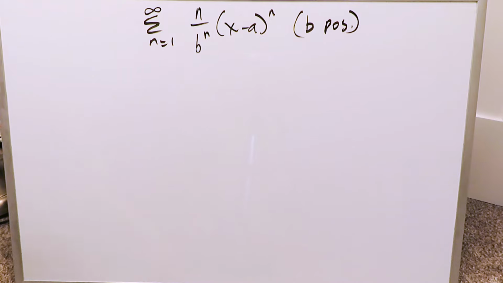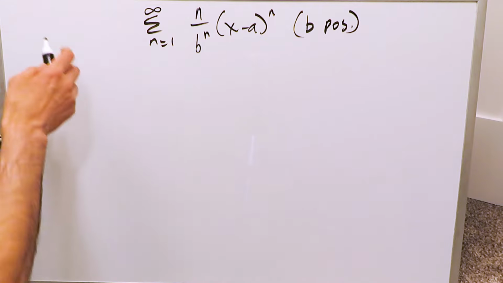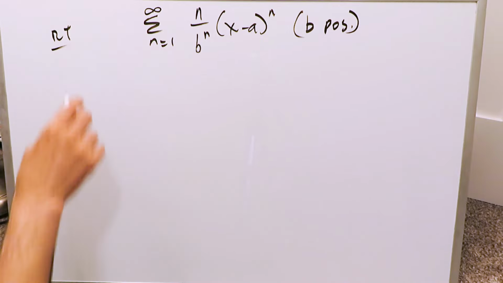You have a lot of letters over here, but don't get confused by them. You know, the main items here are really n and x. Everything else is just think of it as a bonus. How do you go about solving something like this? Always think about the ratio test.